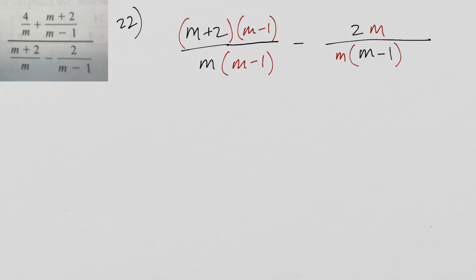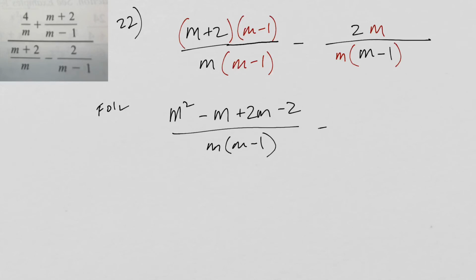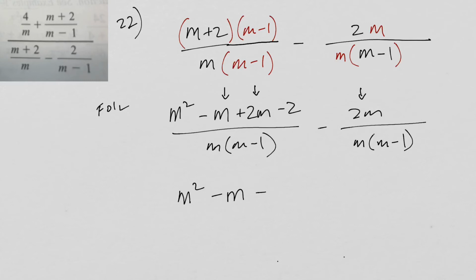Okay, so in the numerator of the first fraction, we're going to FOIL. And the first is m squared. The outer is a negative m. The inner is a positive 2m. And the last is a negative 2. Minus 2m over this. So when we combine like terms, we're going to have m squared. We have a negative m, a positive 2m, and a negative 2m. That combines to a negative m. And we also have that negative 2.